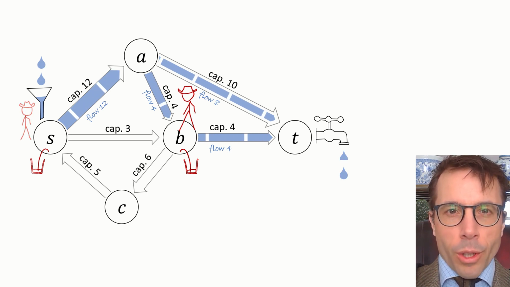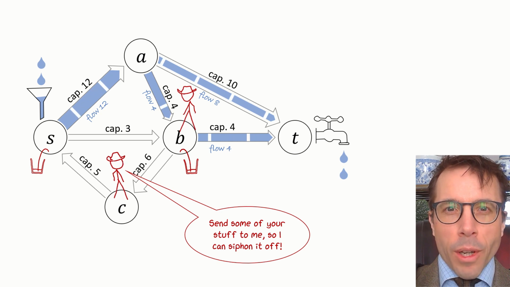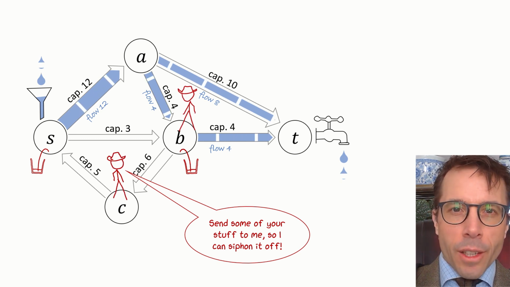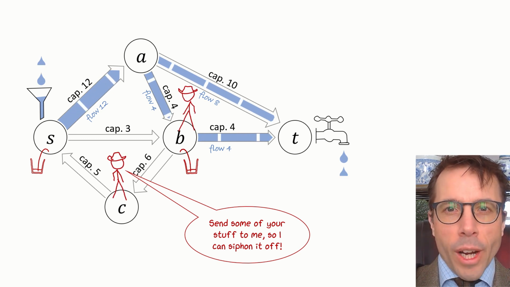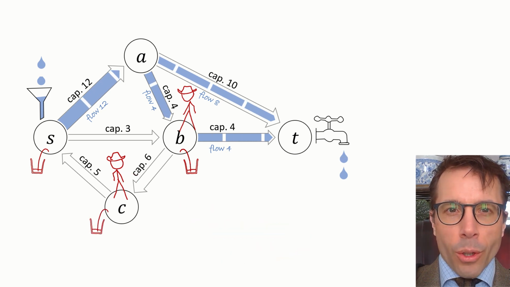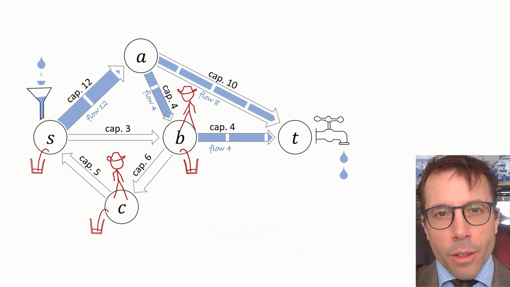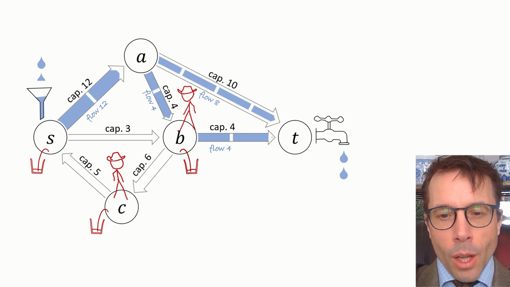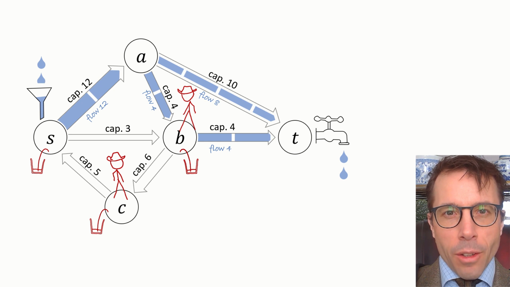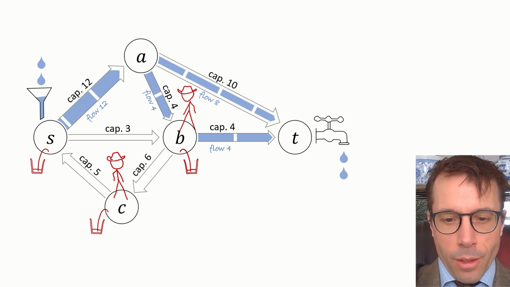In fact, the whole country is swarming with bandits. There's one at vertex C too, and the C bandit sees that the B bandit has some oil to spare and calls out, "Hey, adjust your valves and send some of your excess to me." Okay, so we can siphon off oil at S and at B and at C. What about A? That one's harder, but luckily the bandit at A is sharp-witted.